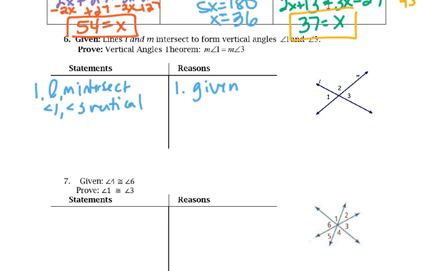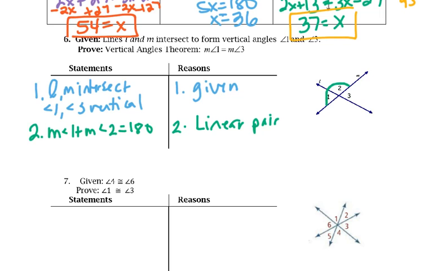I know that, for example, 1 and 2 are supplementary because it's a linear pair. So I could say that the measure of angle 1 plus the measure of angle 2 equals 180. And that's because it's a linear pair, and I know that linear pairs are supplementary. Okay, what else do I know? I also know that angle 2 and angle 3, same thing there. So I can just put that in the same reason. Angle 2 plus the measure of angle 3 equals 180. And I can just group that in there because it's the same reason, linear pair.